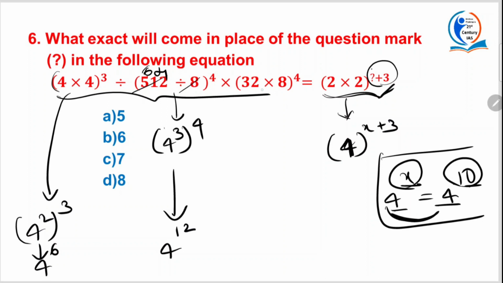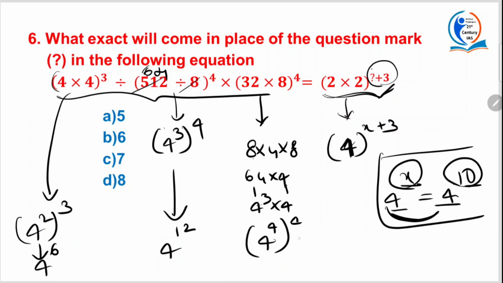Alright. Now 32 into 8. What is 32 into 8? 32 can be written as 8 into 4, into 8. So this can be written as 64 into 4. What is 4? I mean 4 is 4 only. 64 can be written as 4 power 3. So 4 power 3 into 4 is how much? It is 4 power 4. So it is 4 power 4 whole power 4.